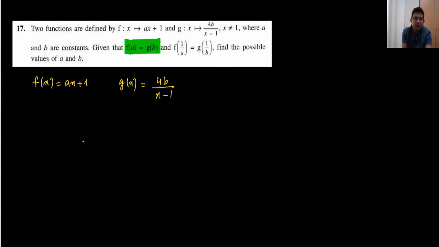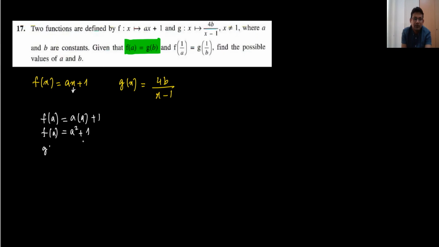So by this way you have to do all the parts, I think so. There is no problem. So this question number 17, let's see, the f of x is ax plus 1, and the g of x is 4bx minus 1. X cannot be 1 is given here, and we don't need this. But the first condition is f of a is equal to g of b. So f of a means I will write a here in the place of x, and this will become a squared plus 1. This is f of a.